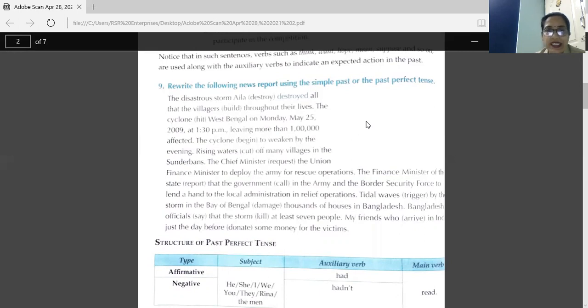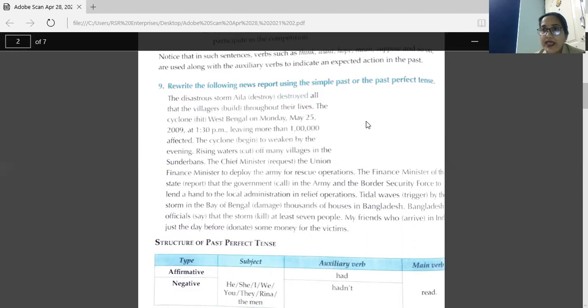The chief minister requested the Union Finance Minister to deploy the army for rescue operations. The finance minister of the state reported that the government had called in the army and the border security force to lend a hand to the local administration in relief operations.